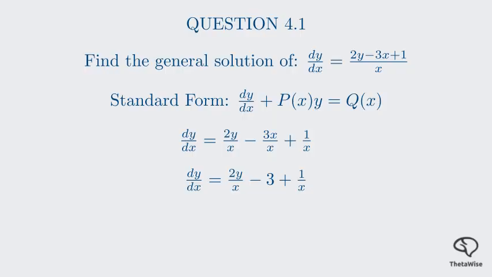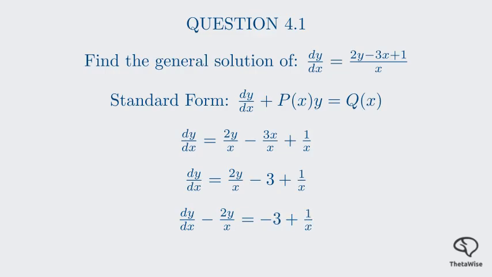Now, remember our standard form: dy/dx plus p(x)y. This means we need to move the term with y to the left side. Subtracting 2y over x from both sides gives us dy/dx minus 2y/x equals negative 3 plus 1 over x. This equation is now in the correct linear standard form.